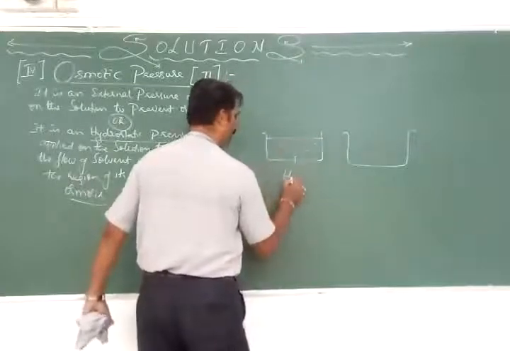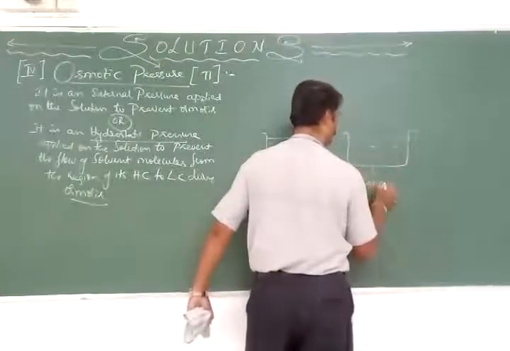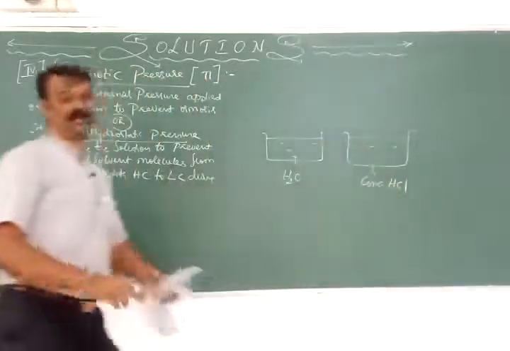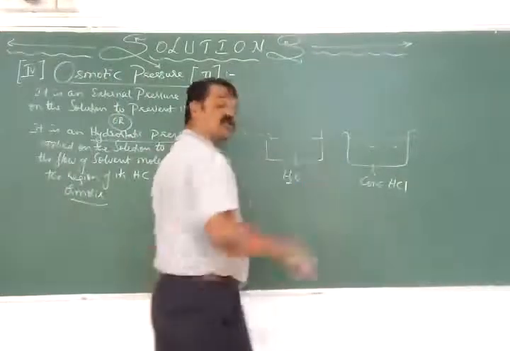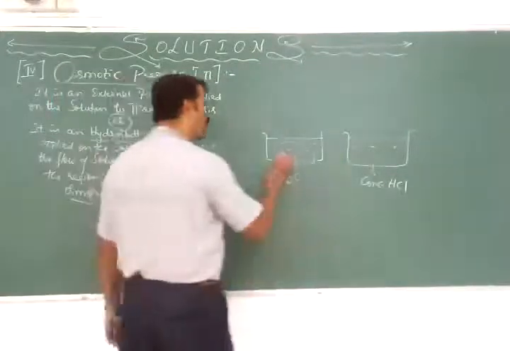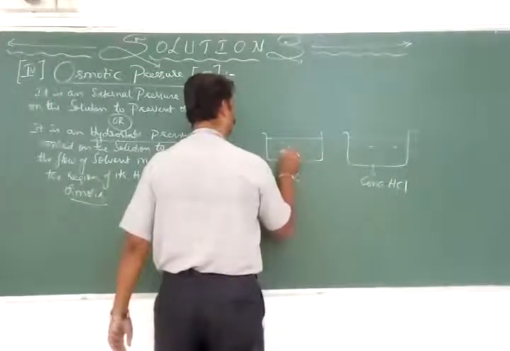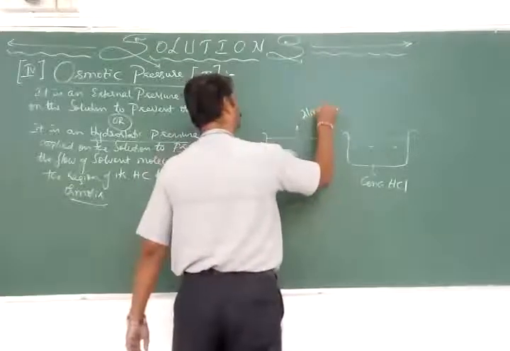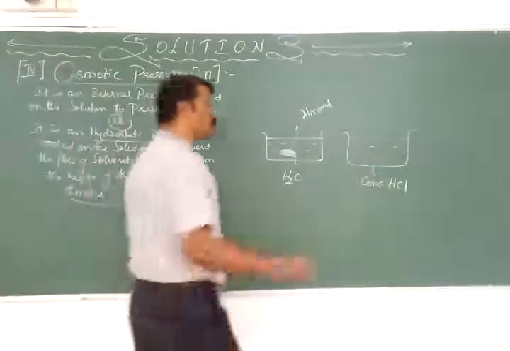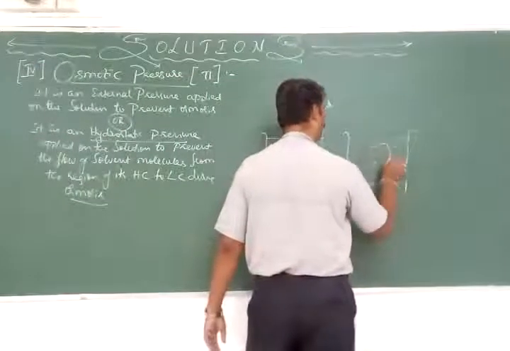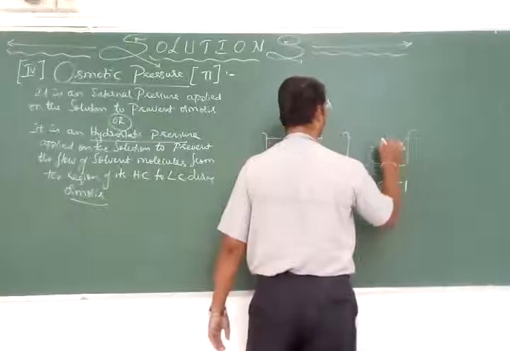Now, water, for example. Concentrated acid, for example, HCl. This is a solvent, and that is also a solvent right now. If I put almond, badam in Kannada, we call it. So in this I am putting which one? Mango, for example. This is mango.